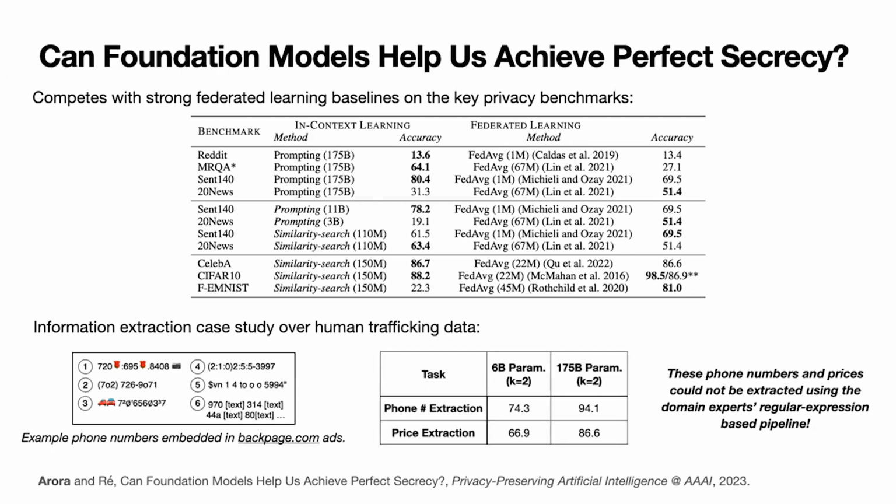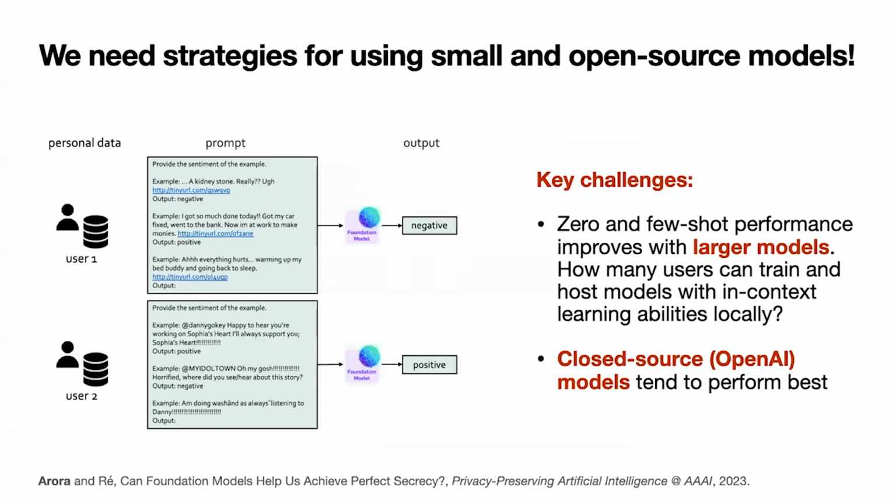In these ads, phone numbers are written highly adversarially, so computers and law enforcement cannot detect them easily. Some examples of the phone numbers as they are embedded in the ads are presented on the slide. We show that foundation models succeed even on this highly noisy data, but you can notice that the small model, 6 billion parameters, is comparatively worse than the larger model. This leads me to some of the challenges with the proposal.